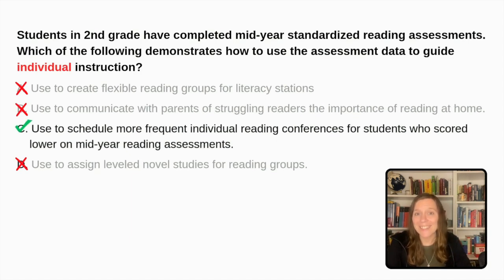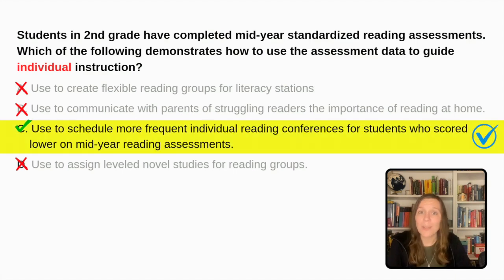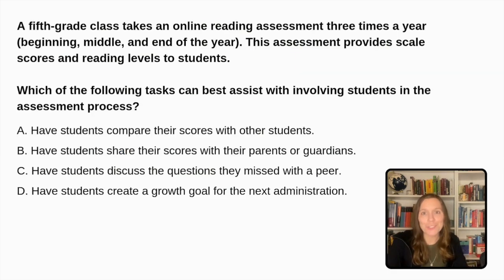Finally, C. Using assessment data to schedule one-on-one conferences with students who are struggling is one way to individualize reading instruction. So this is correct because the teacher is using the data to identify which students are struggling and then modifying instruction so that he or she is able to meet with them at an appropriate frequency to help with improving literacy skills. Now on to question 2.